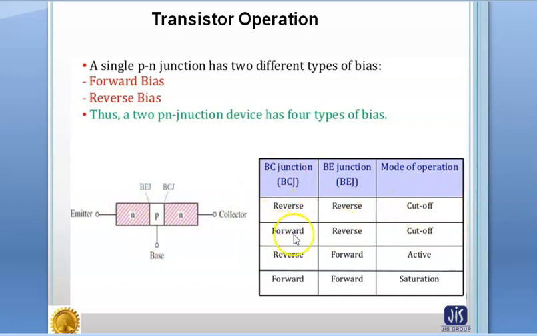When the collector junction is forward biased and the emitter junction is reverse biased, the transistor is in cutoff mode. If the collector junction is reverse biased and the base junction is forward biased, only in this condition is it the active mode of operation. So for normal operation, the collector junction must be reverse biased and the emitter junction must be forward biased. And if both the junctions are forward biased, then the operating mode is saturation mode of operation.